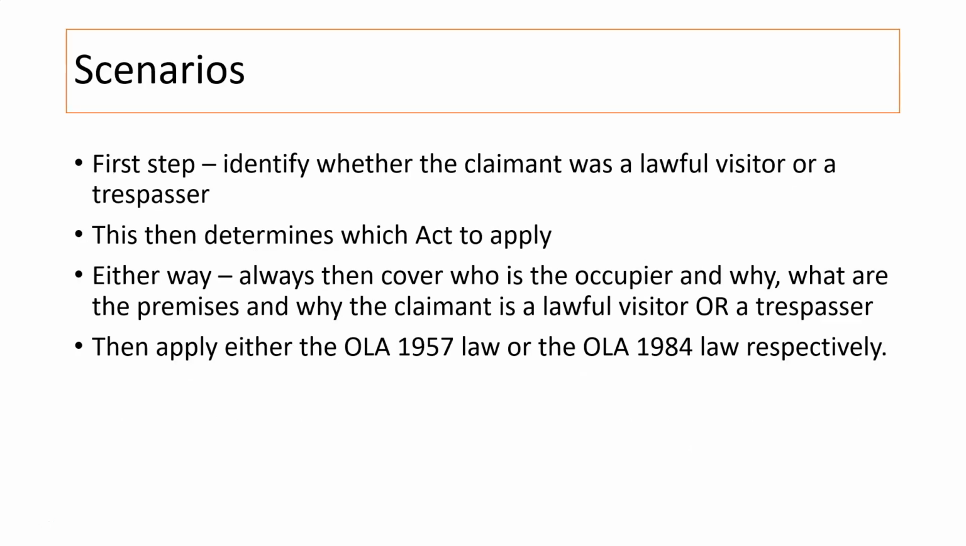So finally, scenarios. Obviously, the first step you need to do is identify whether the claimant was a lawful visitor or a trespasser and why, and that determines which Act to apply. Either way, you always then want to cover who's the occupier and why they are the occupier, what the premises is, and why the claimant is a lawful visitor or a trespasser, before you then go on to apply either the 1957 Act or the 1984 Act respectively, determining first for 1957 whether they did what was reasonable, and then any exceptions around independent contractors, tradespeople and things like that, and children, and perhaps under the 1984 Act going through the limitations first to determine whether they owe a duty or not, and then if they do, whether they did what was reasonable or not, and then considering any considerations into whether that was reasonable overall.